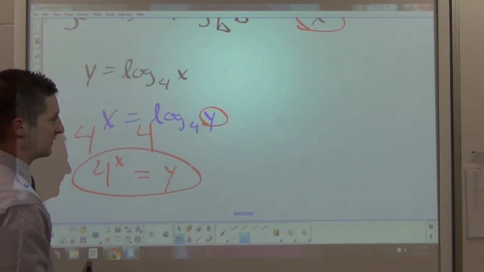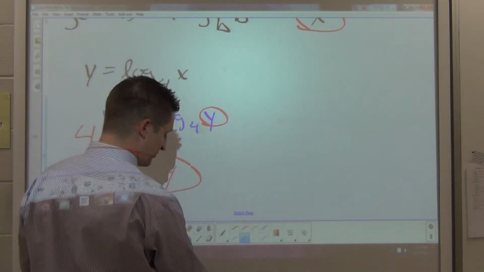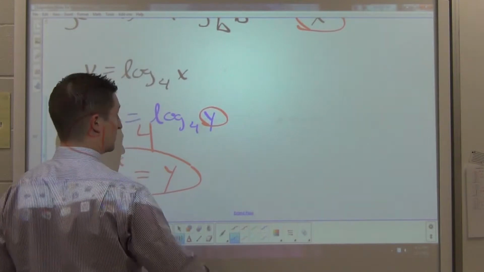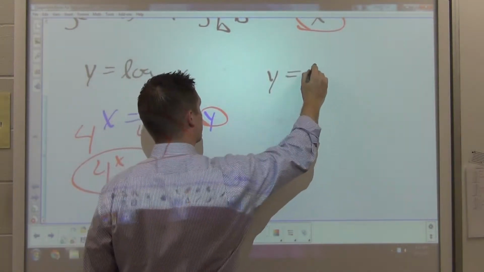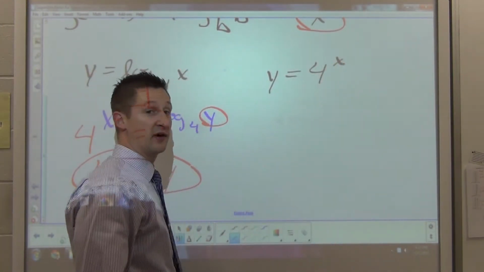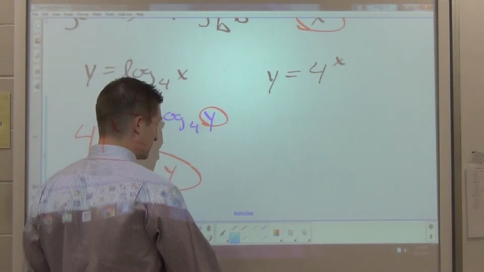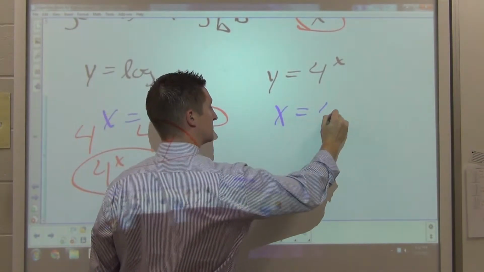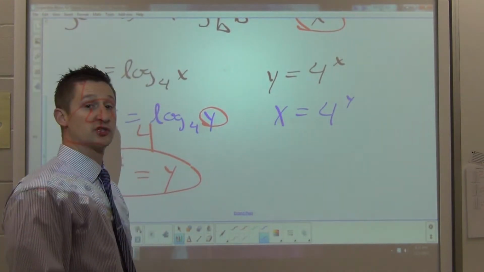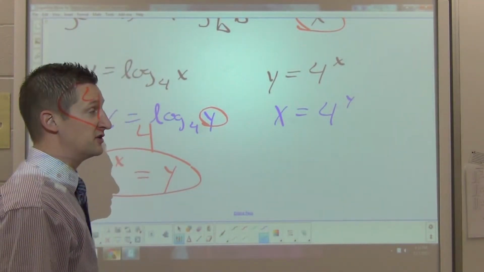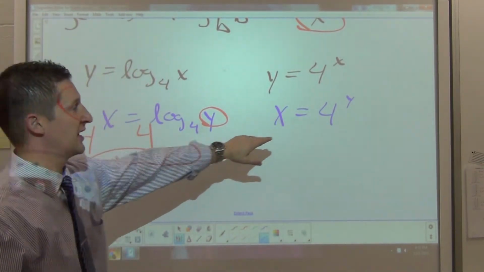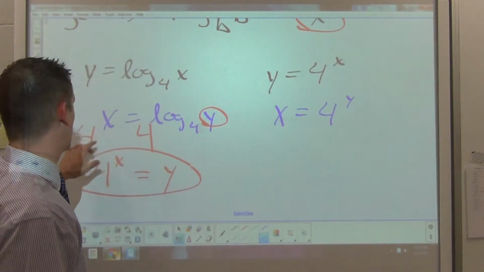Great, do that. Now, if I wanted to go the other direction, let's say I had y equals 4 to the x power, and I wanted to find the inverse. I would switch x and y, and then I would solve for y. Again, using these inverse operations here, if I have an exponential function, the inverse would be a logarithm.